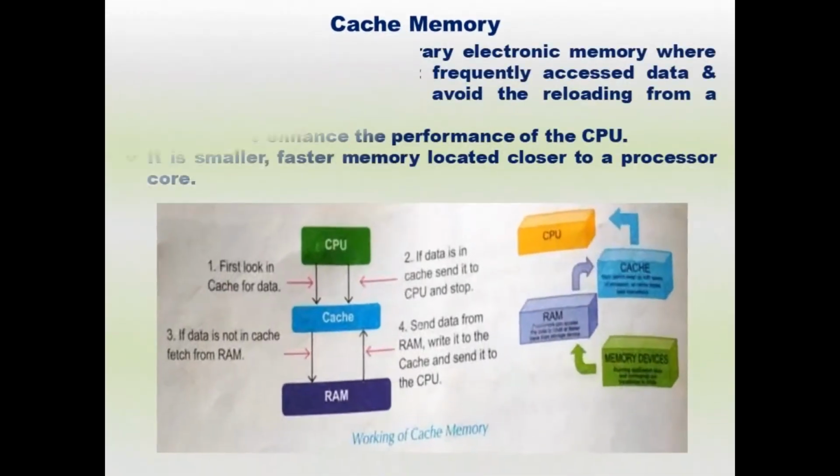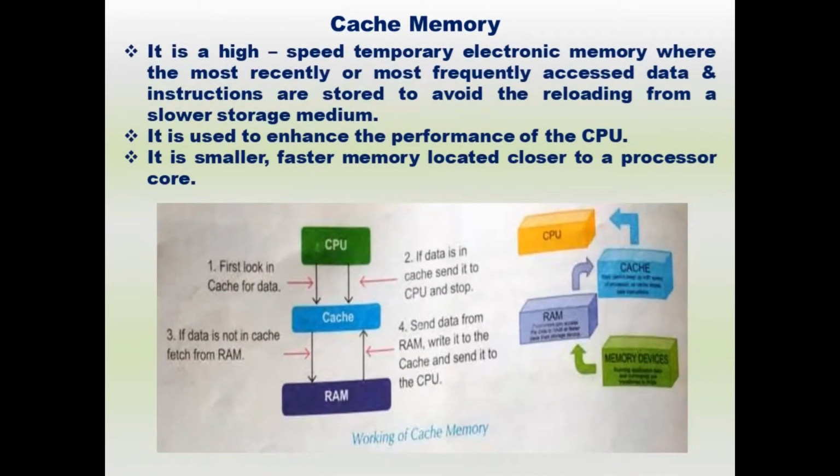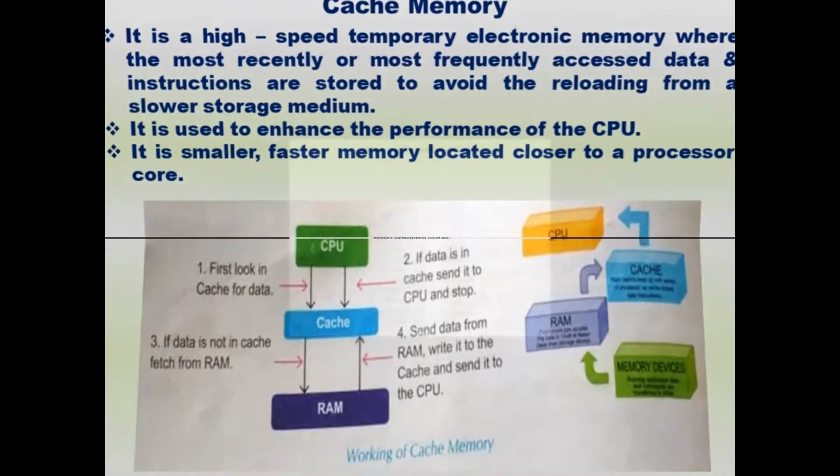Let's see another type of memory that is called cache memory. Cache memory is high-speed temporary electronic memory. It is a smaller, faster memory located in your microprocessor. The microprocessor uses this cache memory for storing the data and instructions which it requires frequently. So for the data and instructions which are required by the CPU for frequent access, instead of keeping them in slower storage devices like RAM, the CPU stores them in the cache memory so that they can be accessed very fast.